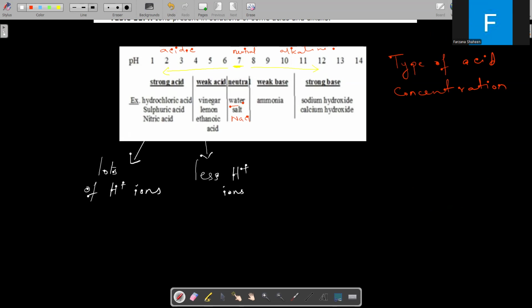And what are weak alkalis? Weak alkalis are the ones which have less hydroxide ions. And the strong alkalis are those which have lots of hydroxide ions. For a substance to be neutral, the pH should be exactly 7.